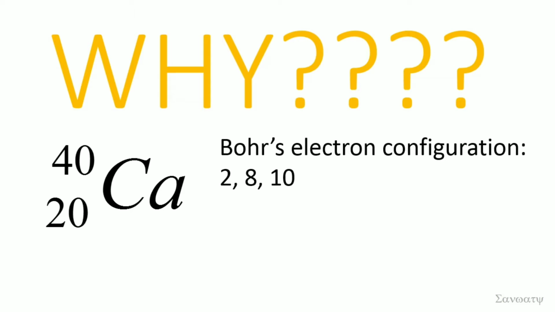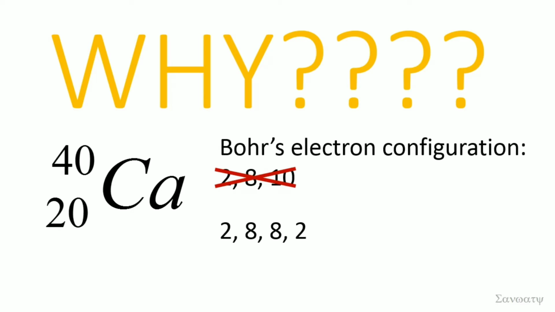But actually, the electron configuration is not written like that. It's supposed to be 2, 8, 8, and 2. The first shell can have 2 electrons, the second shell can have 8 electrons, and the third one can have 18 electrons. But the electrons are not distributed as 2, 8, and 10, but as 2, 8, 8, and 2. So why can this happen? The quantum mechanical model of the atom, which has orbitals or subshells, and the Aufbau principle in electron configuration will make us understand the reason why it happens.